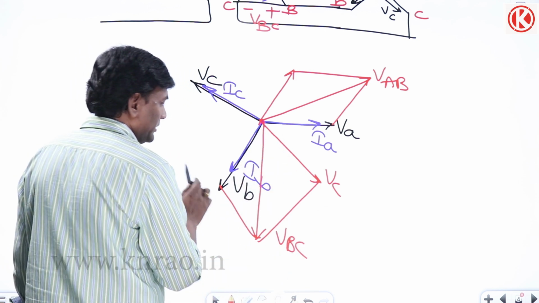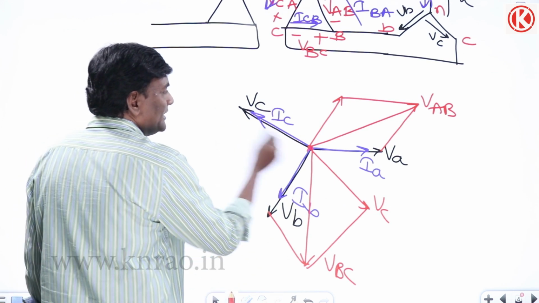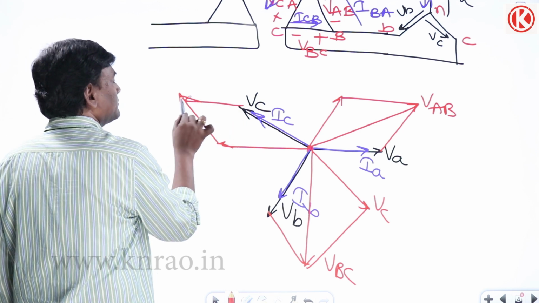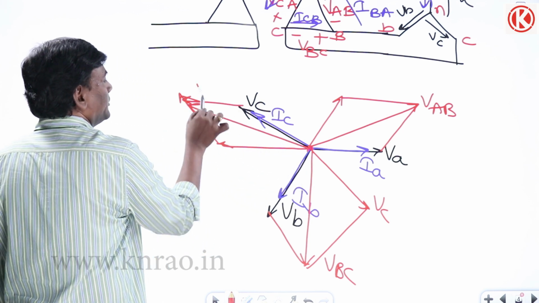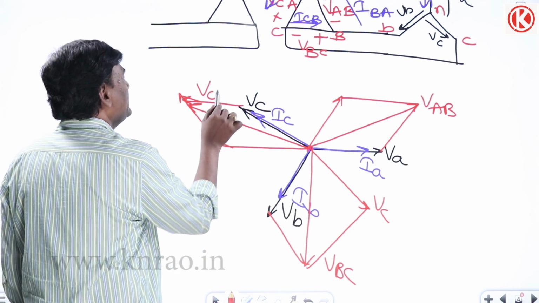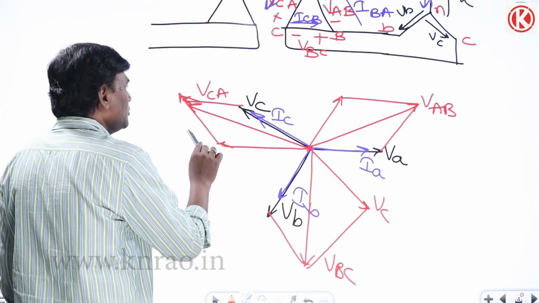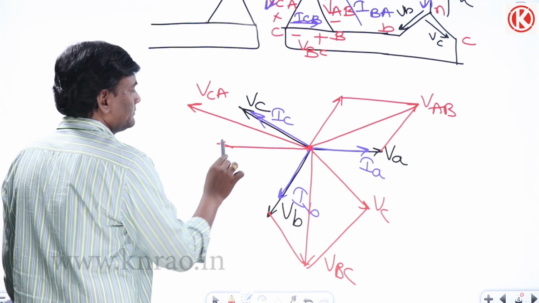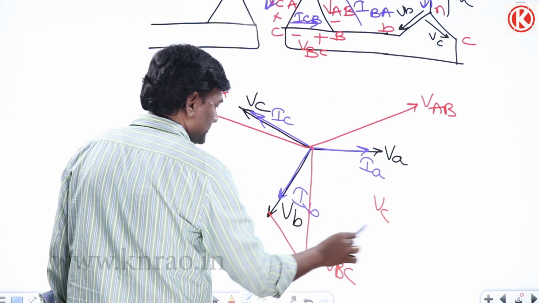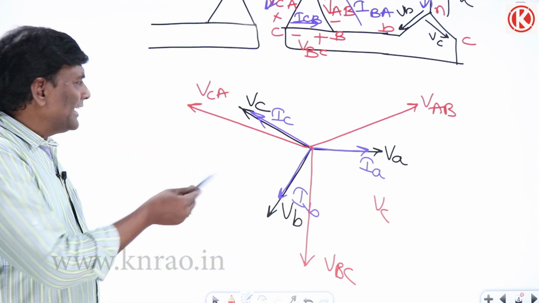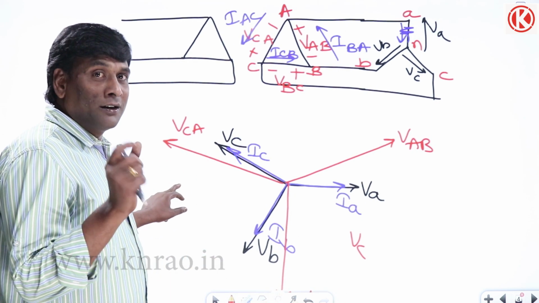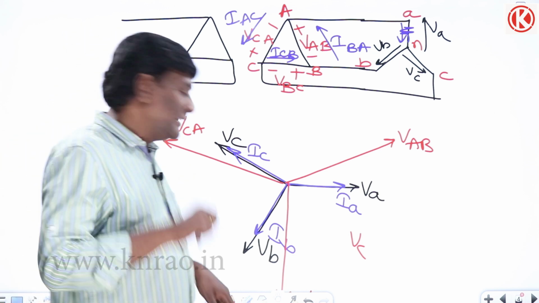VBC. Okay, now let me think of VC minus VA. This is VC minus VA, VCA. Let me remove unnecessary things. Yes. Okay, that angle is going to be 30 degrees. Now let us see here whatever we have to learn in delta connection, here it will come.